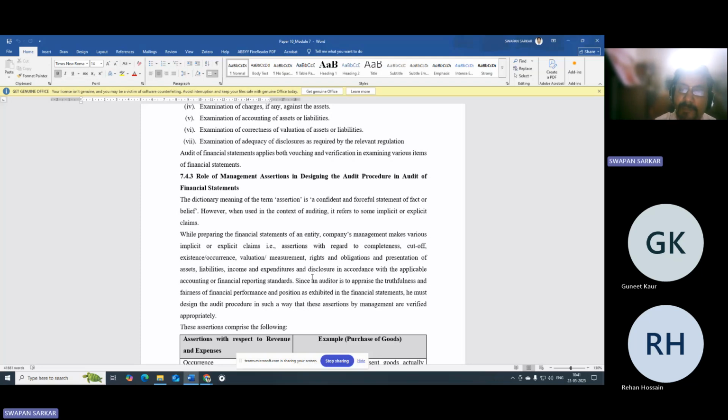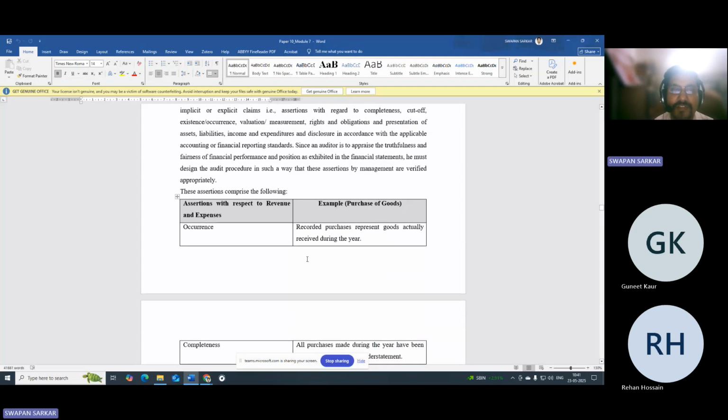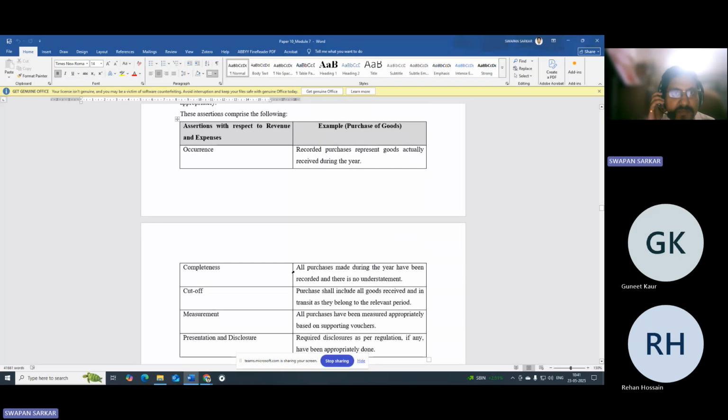Since an auditor is to appraise the truthfulness and fairness of the financial performance and financial position as exhibited in financial statement, he must design the audit procedure in such a way that these assertions by management are verified appropriately. What are the assertions? Now, some of the assertions are, first of all, occurrence, that is recorded.